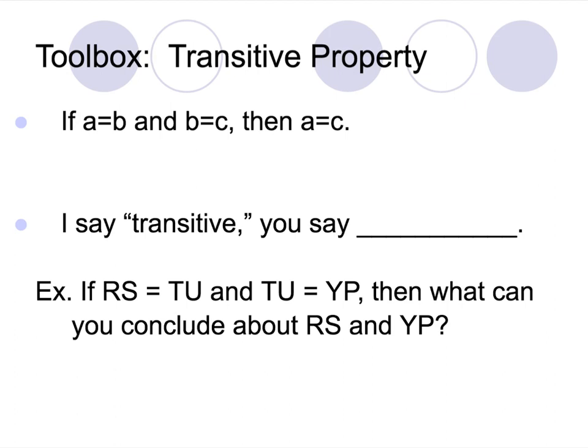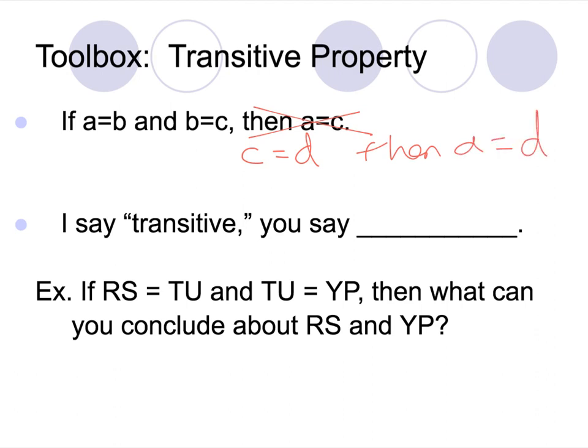All right, so our transitive property. If A equals B and B equals C, then A equals C. And I'm going to go one step further. I'm going to also say that C equals D. Then we'd have A equals D.